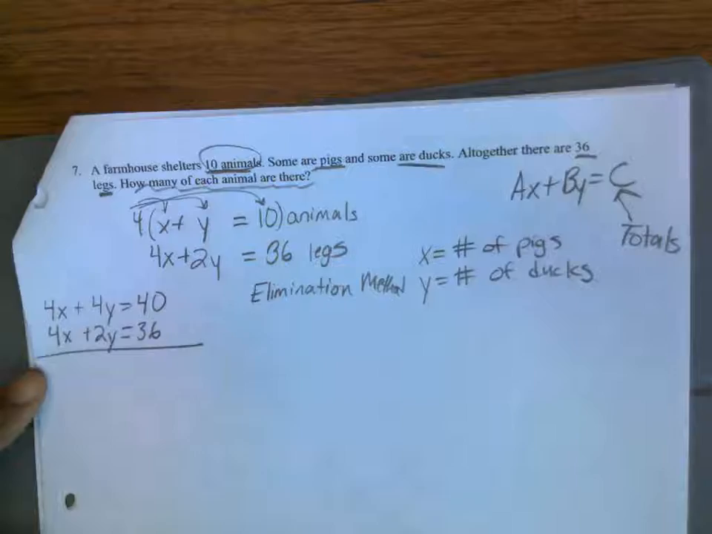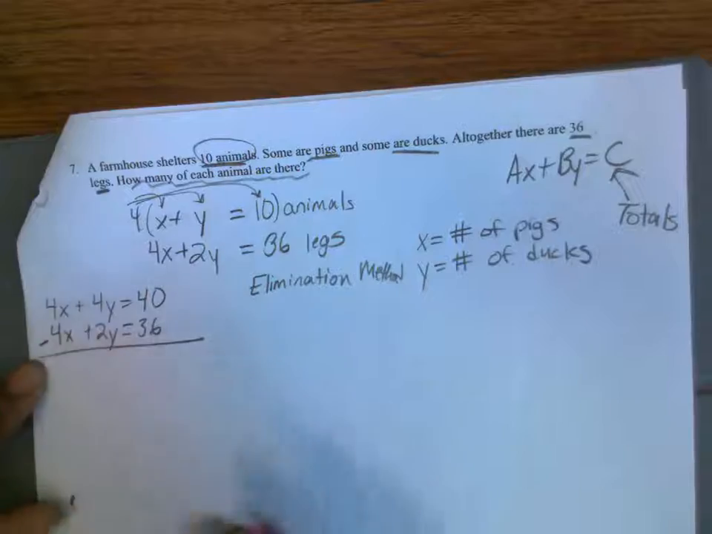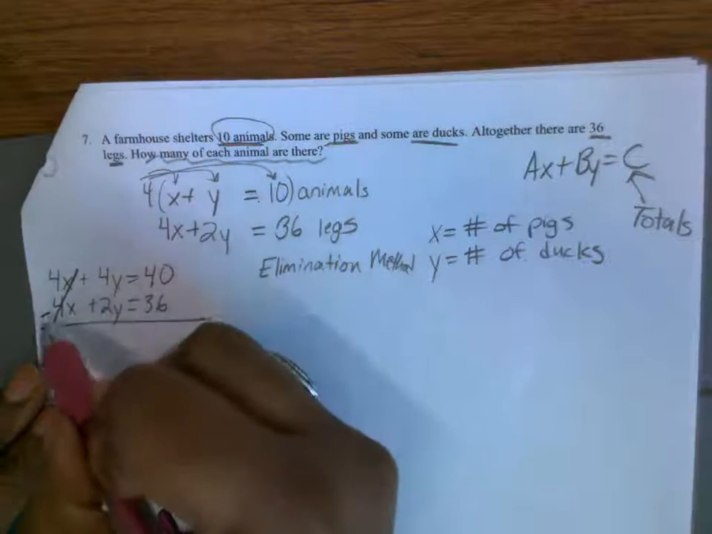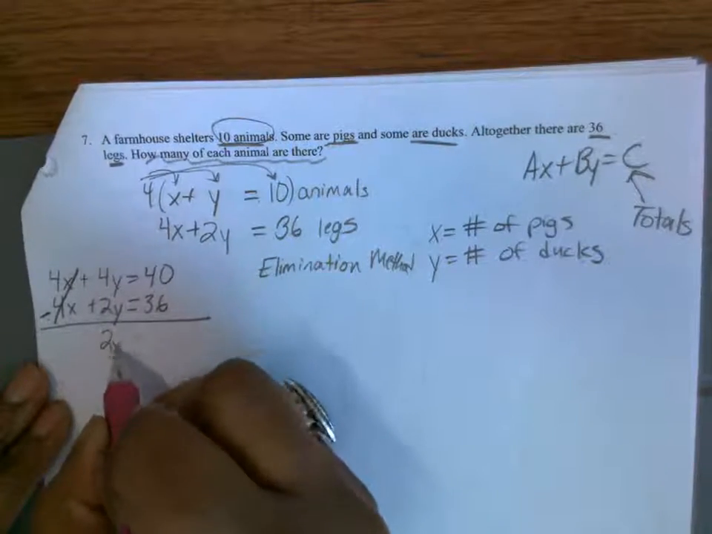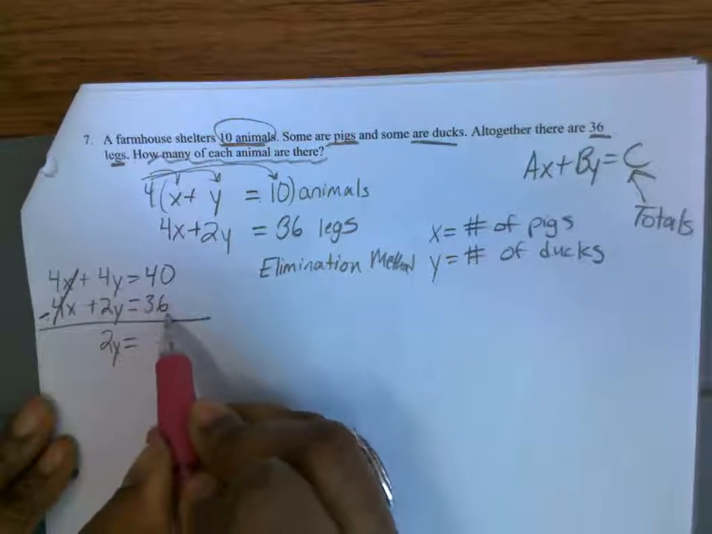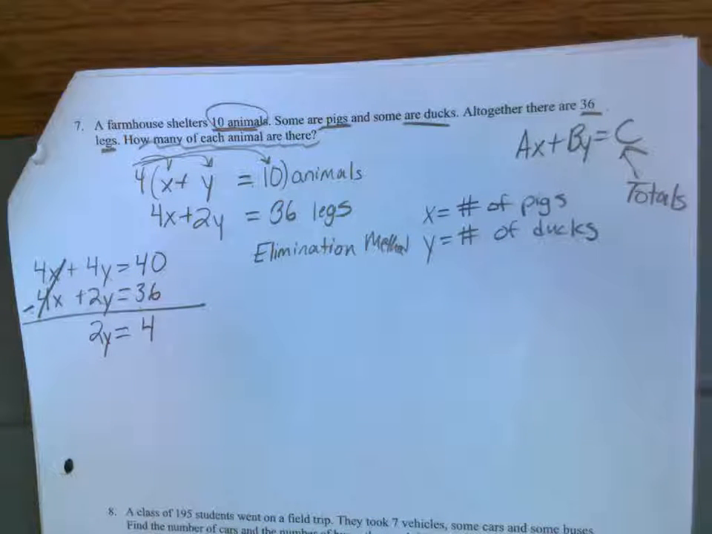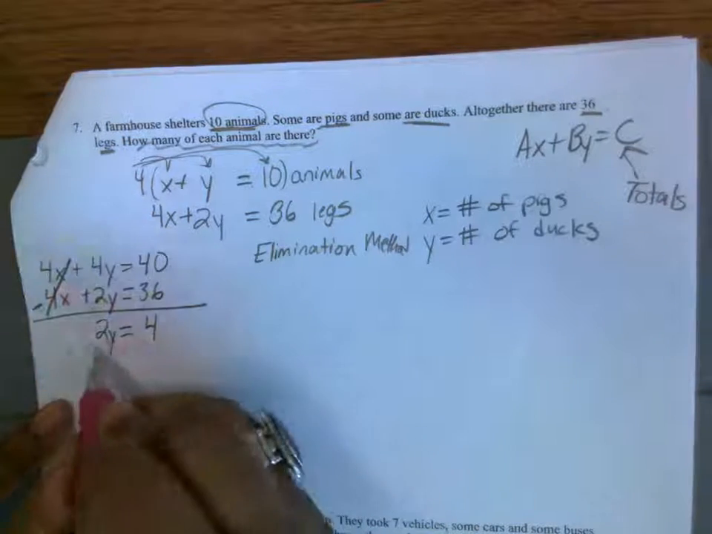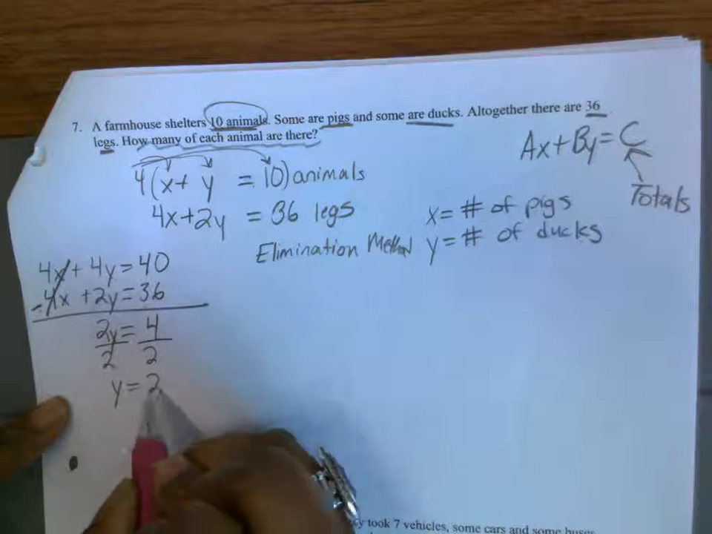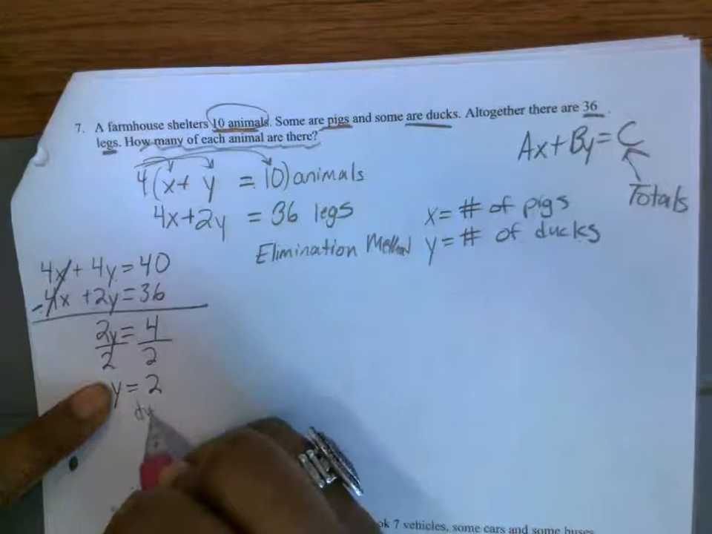So I'm going to use subtraction to eliminate the x's. I can say 4x minus 4x, and that's going to eliminate the x's, so this is 0. Then 4y minus 2y gives me 2y. Then 40 minus 36 gives me 4. Any questions about that? Now to get y by itself, I'm going to divide both sides by 2. So this gives me y is equal to 2. That means that there are 2 ducks.